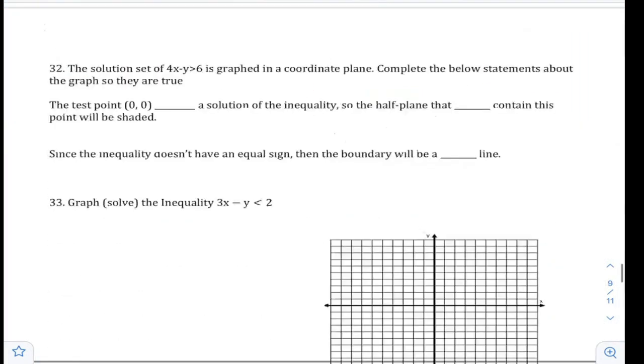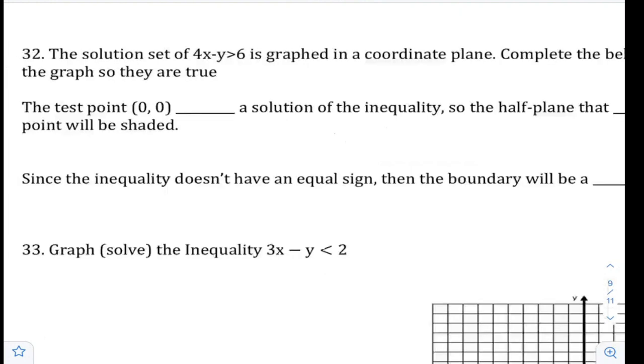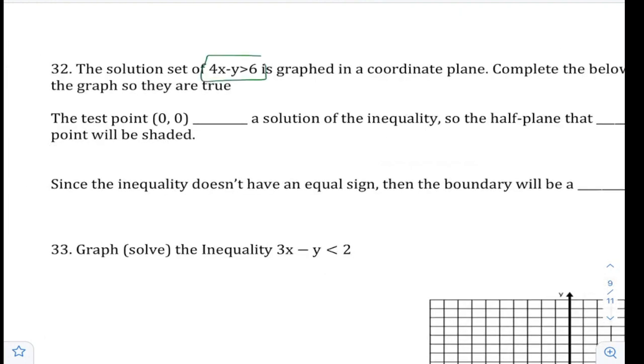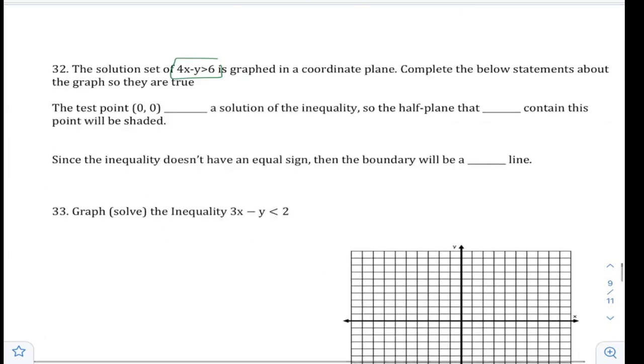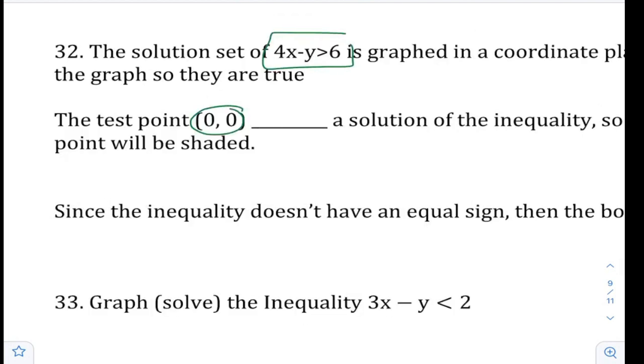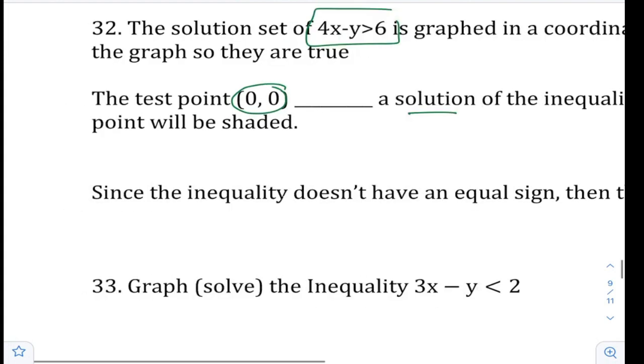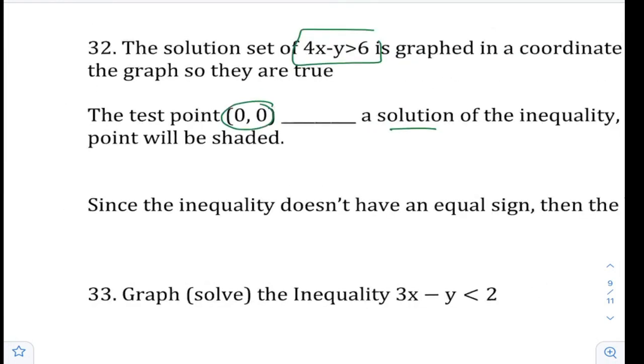Great. Let's go to question 32. The solution set of 4x minus y more than 6 is graphed in a coordinate plane. Complete the below statements about the graph so they are true. The test point (0, 0) is a solution of the inequality or not a solution. How can we check if it's a solution or not?